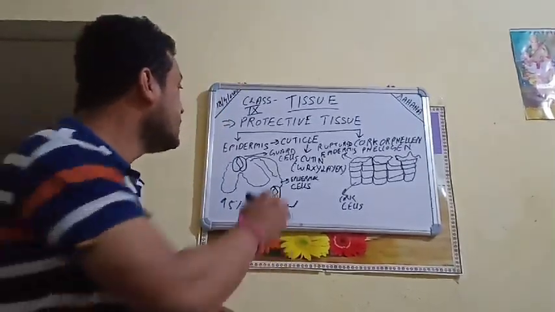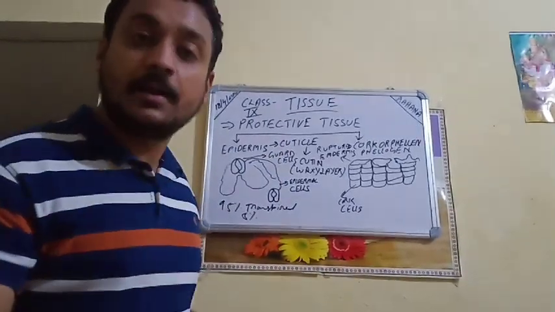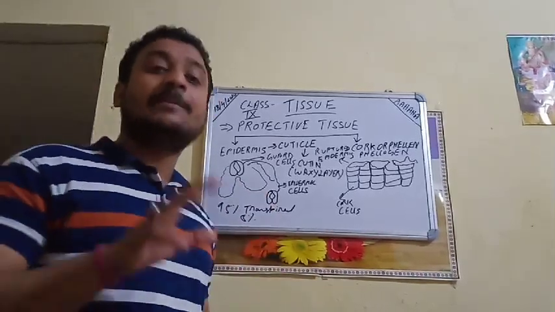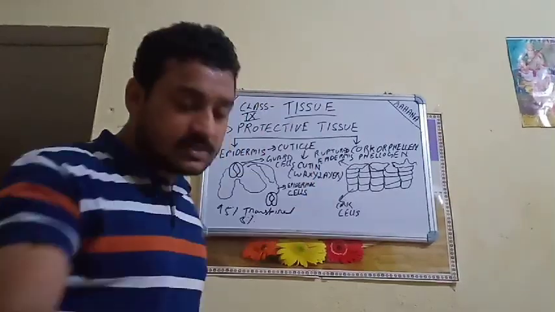So the guard cell regulates the amount of water to be transpired. This is also an epidermal cell only. Especially the epidermis present on the surface of the leaves consists of these guard cells.